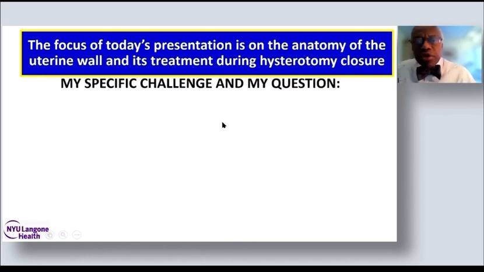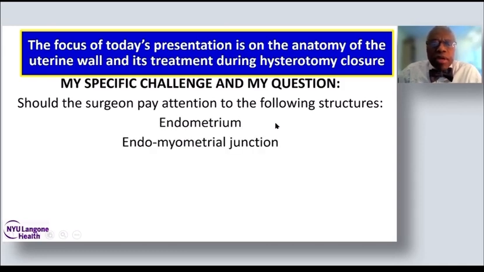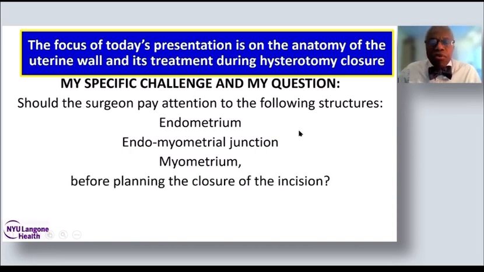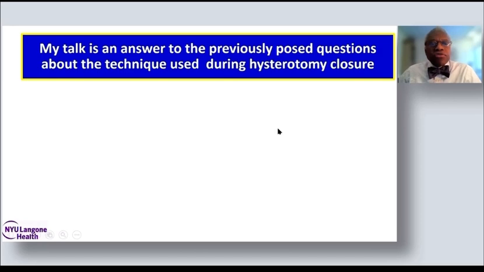My specific challenge and my question are: should the surgeon pay attention to the following structures, the endometrium, the endomyometrial junction, and the myometrium, before planning for the closure of the incision? Another challenging question is, how can a random, all-layer inclusive closure impact niche formation and long-lasting clinical complications? My talk, in essence, is an answer to the previously posed question about the technique used during hysterotomy closure.